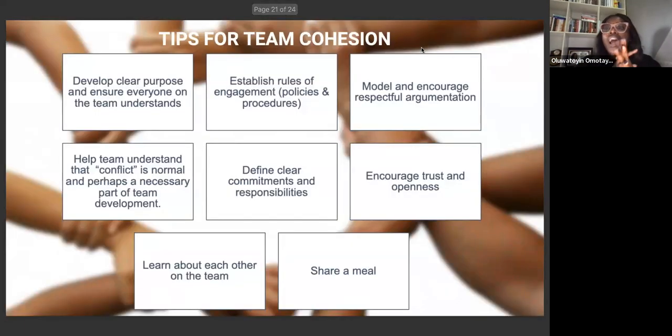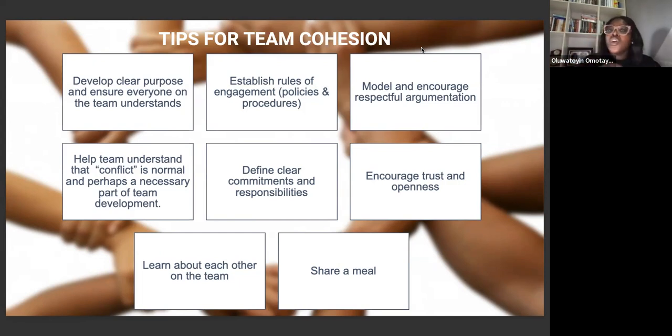Okay. Now, when you have this beautiful team, it's one thing to have a team. It's another thing to keep a team. And for you to build legacy with your vision, for you to build sustainable models, you need to learn how to keep your team. Okay. So what are some of the tips for team cohesion? How do you keep a team?